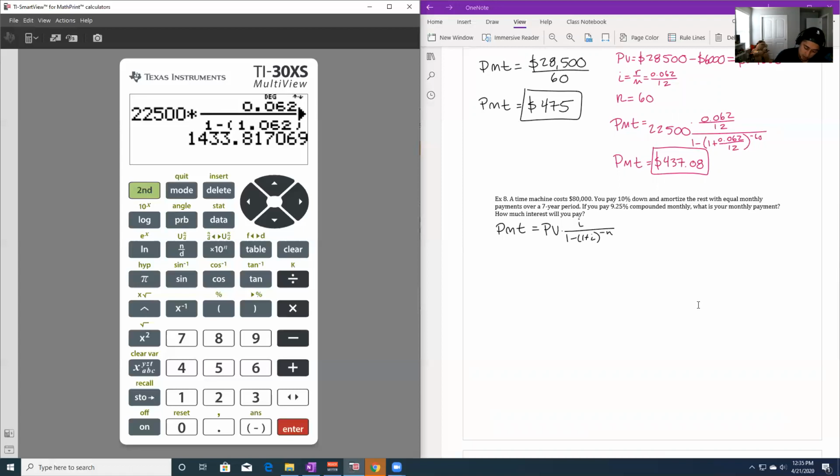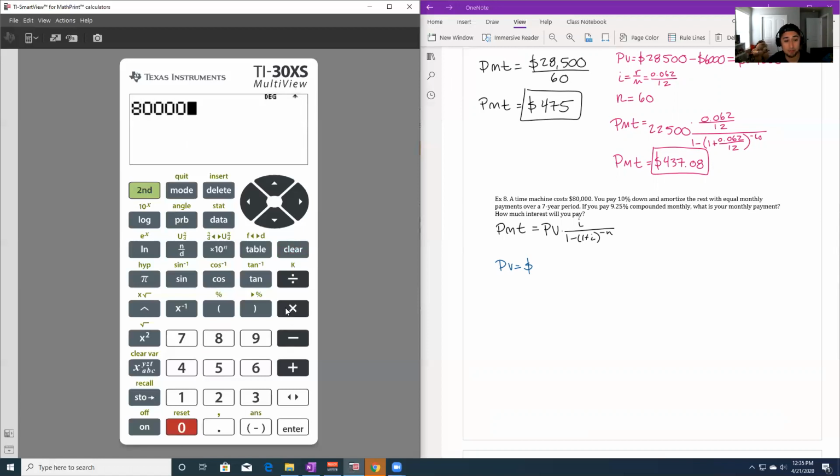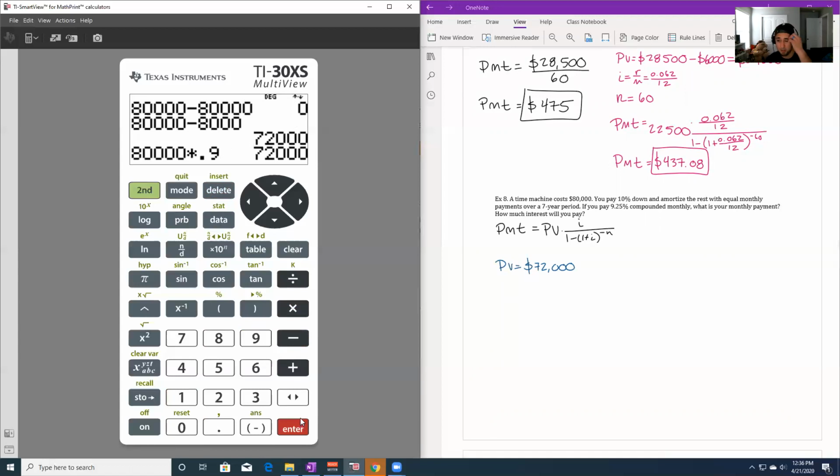All right, let's start with present value. Well, it costs $80,000, but we're putting 10% down already. So in the calculator, I would do 80,000 times 0.10. This means we're putting $8,000 down, which means 80,000 minus the 8,000, which would be $72,000. So that is the present value of our time machine. Or a faster way is 80,000 times 0.9, which gives you 72,000. Well, there's your present value.